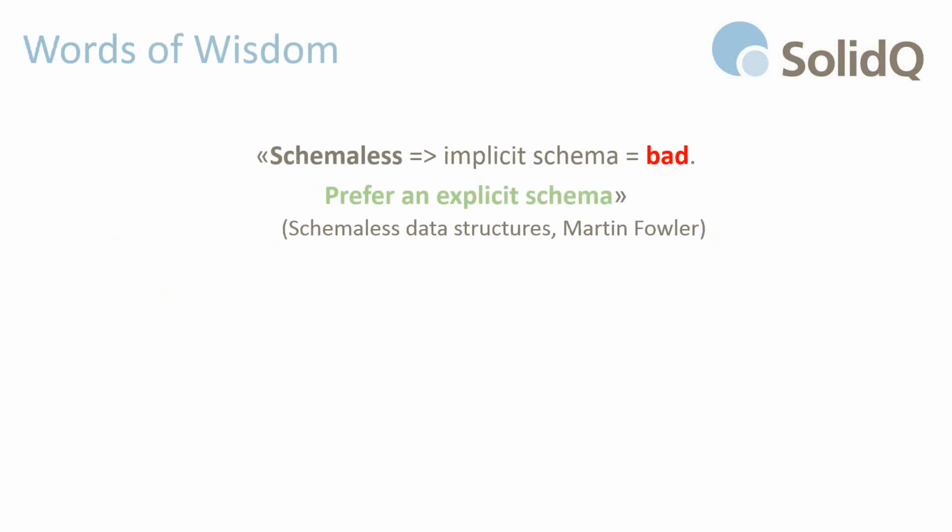So the idea is that Martin Fowler, really the man that every developer looks to for answers, said schema-less means implicit schema means bad. Usually you should prefer an explicit schema because it simply helps you to avoid all the problems we mentioned before.